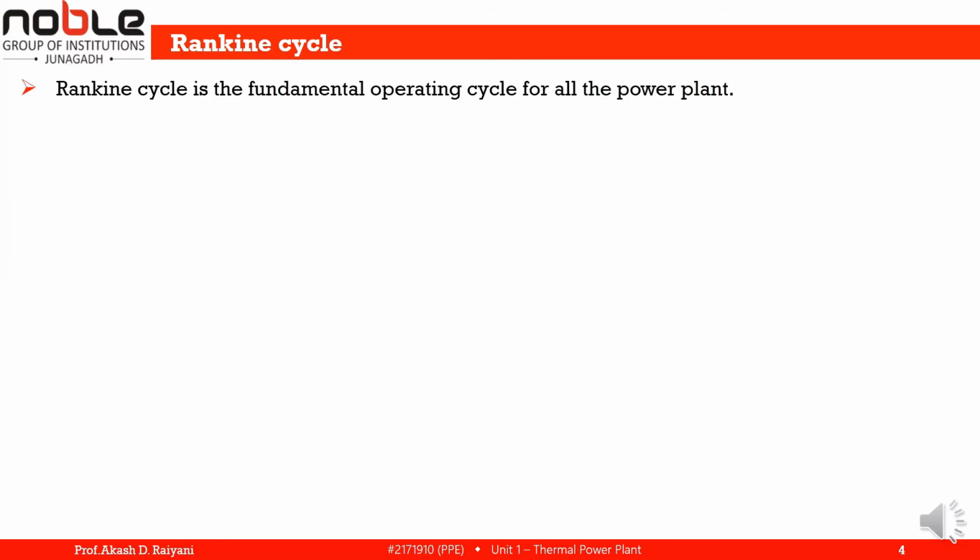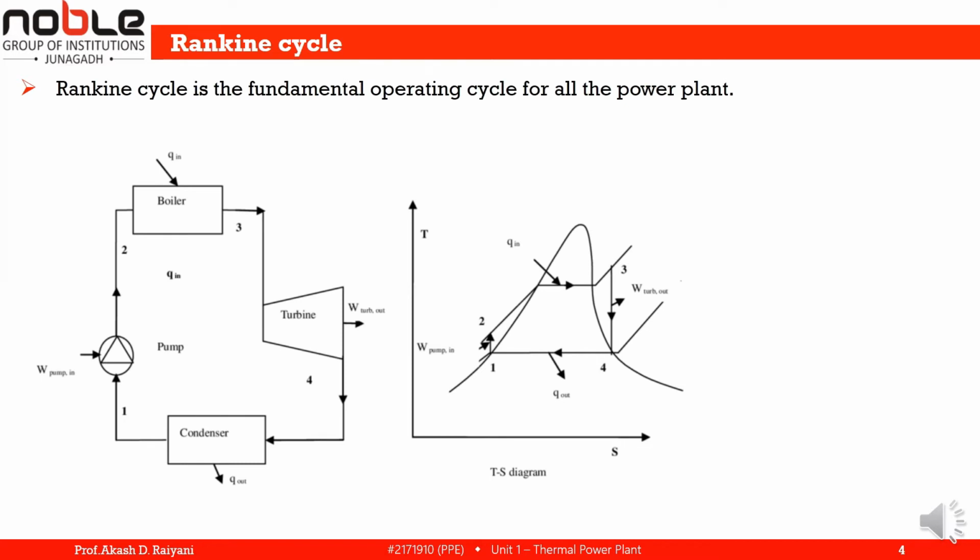Next one is the Rankine cycle. Rankine cycle is the fundamental operating cycle for all the power plants. It is widely used in coal-based thermal power plants and nuclear power plants. It was first developed by William John Rankine in 1859. In the Rankine cycle, heat energy is converted into mechanical energy and it is transformed into electrical energy by means of an electrical generator. Here you can see from the schematic diagram there are four basic elements which are pump, boiler, turbine and condenser.